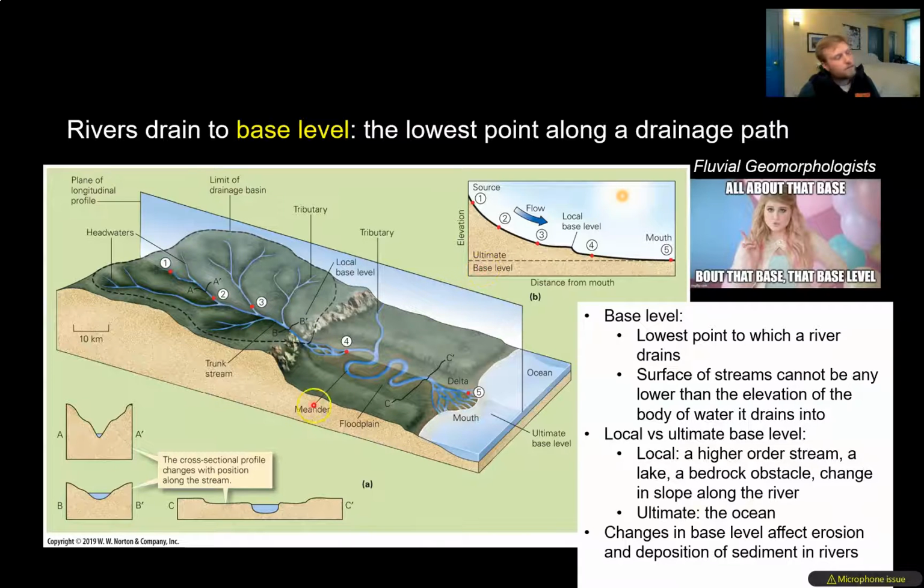But ultimately, all rivers end up flowing to the ocean, right? So the ultimate base level for like the Winooski River is the Atlantic Ocean, where the St. Lawrence drains into the Atlantic, or into the Gulf of St. Lawrence in the Atlantic. So that is really what controls the behavior of rivers at the grandest scale, is the ocean, okay? And these changes in base level are important, all right?